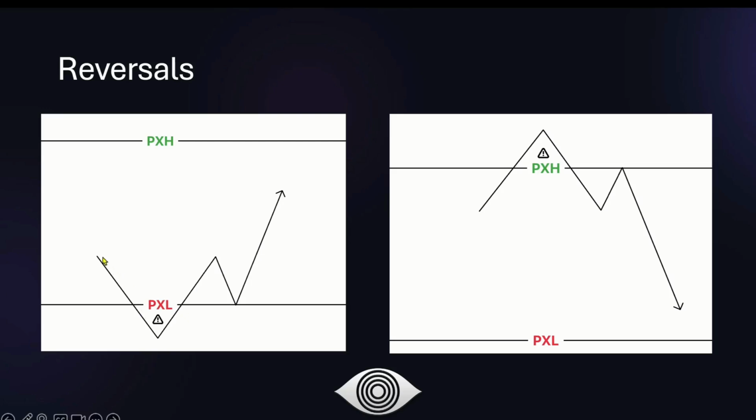But what you see is the following. When price trades below PXL, below that old low, our eye is immediately drawn to the following: is it going to reverse here, or is it going to continue lower? That's why this warning sign is put here. It's just a sign of, okay, pay attention now. We see price trade above the PXL again, and we now want to see that previous X low begin to function as support.